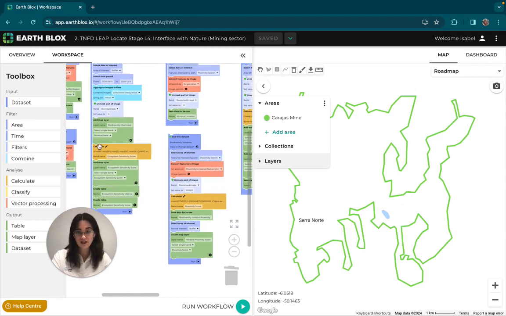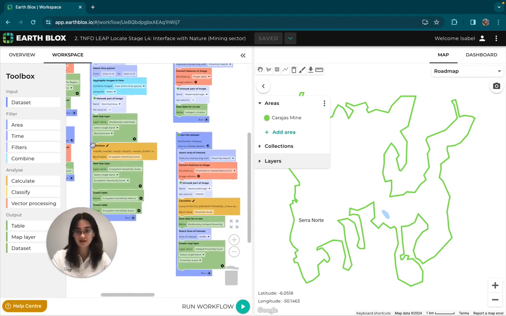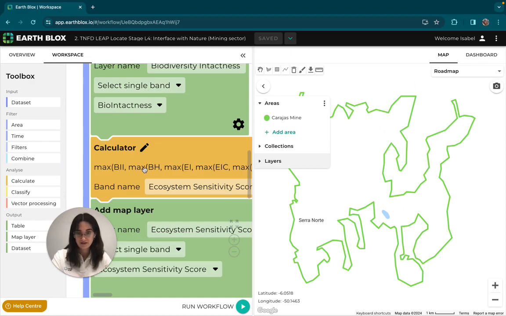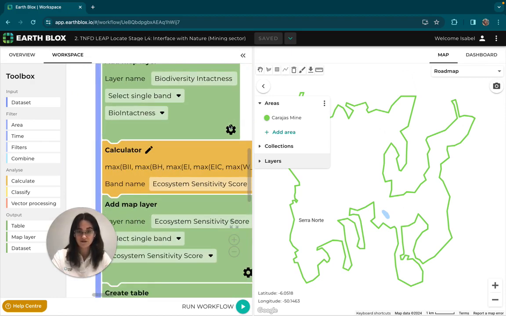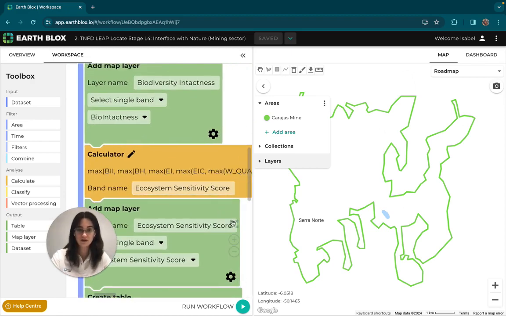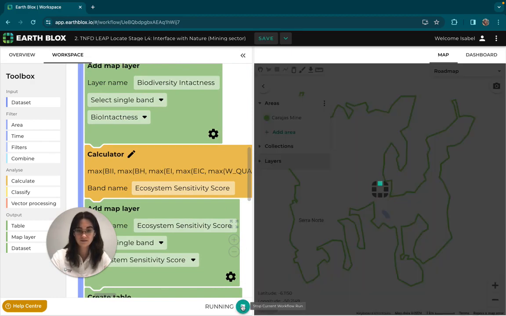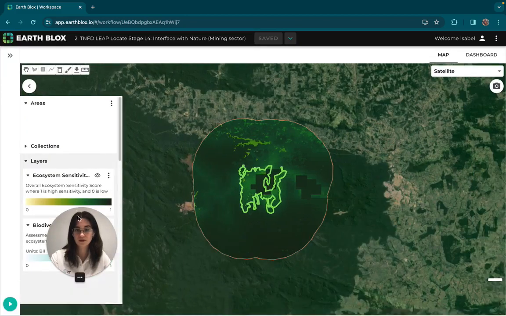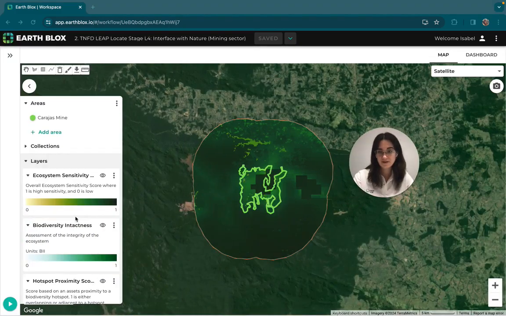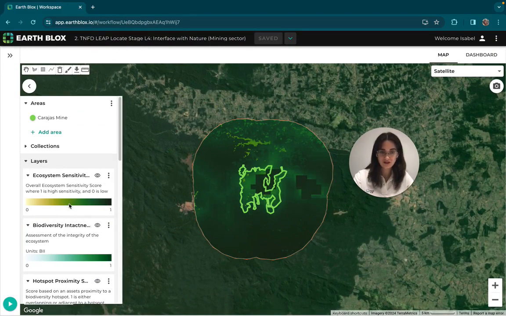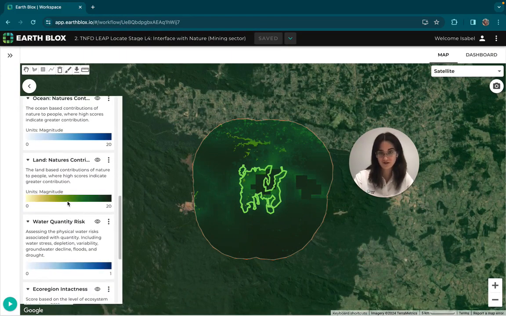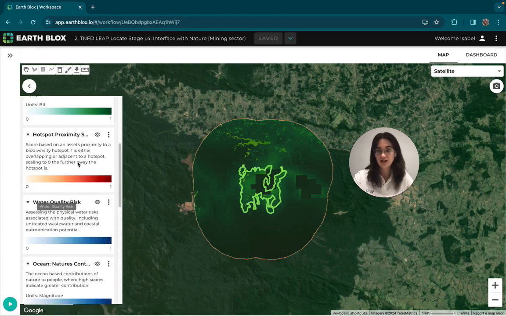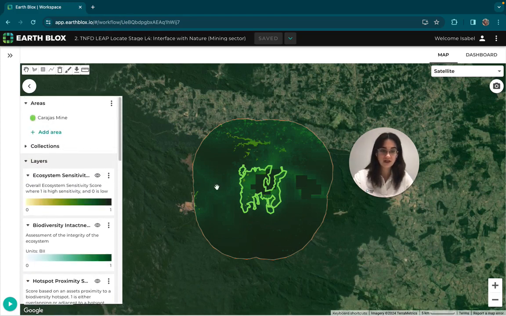TNFD states that only one criterion needs to be met for an ecosystem to be considered sensitive. So the maximum value of each variable is used for the aggregated score. These individual outputs here are combined to generate the overall ecosystem sensitivity score at the top. You can use this score to make informed decisions regarding your assets and how they interact with the surrounding ecosystems.